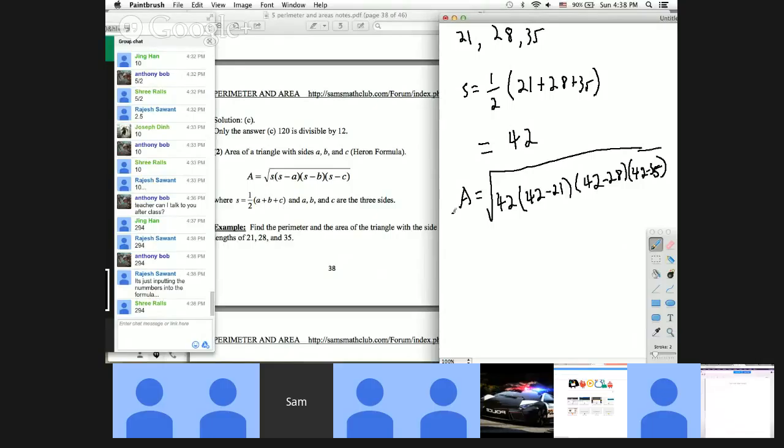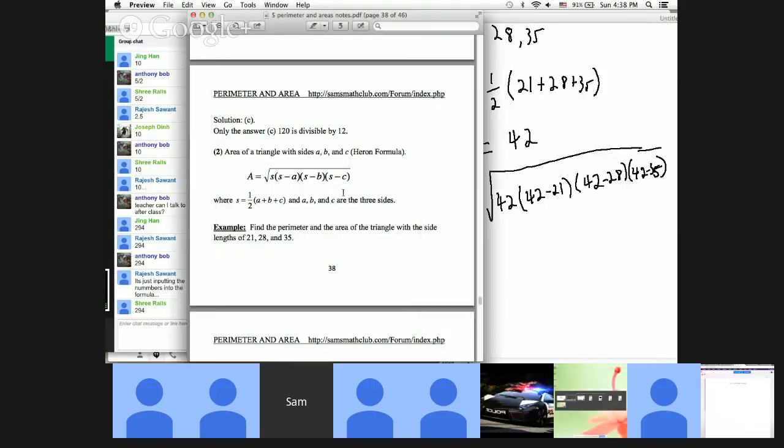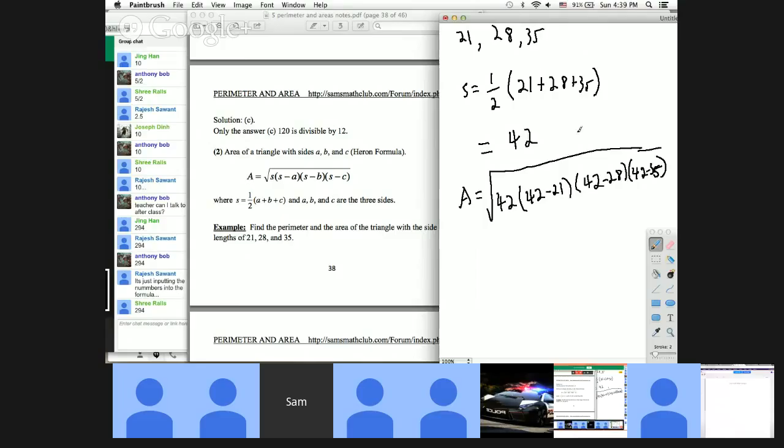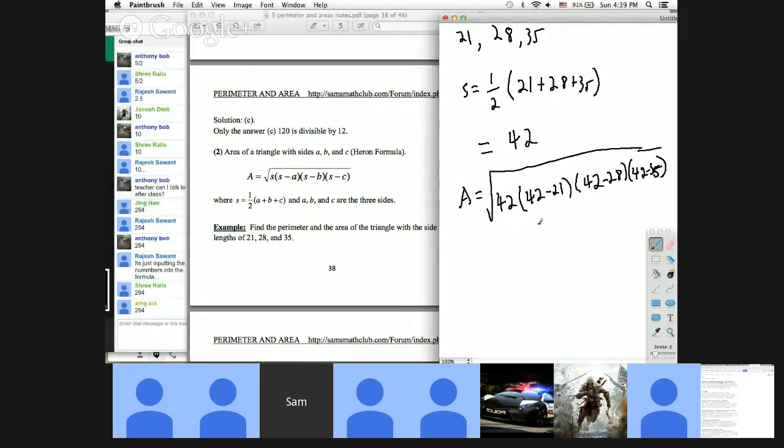Right. Like you said, it is just inputting the numbers into the formula, but it also helps you memorize the formula, which would be best because this is a really widely used formula. So after you have this, nice job everybody who got here. Answer is 294. After you have this, the numbers turn out to be really nice actually, because what's this? It turns out to be 21.